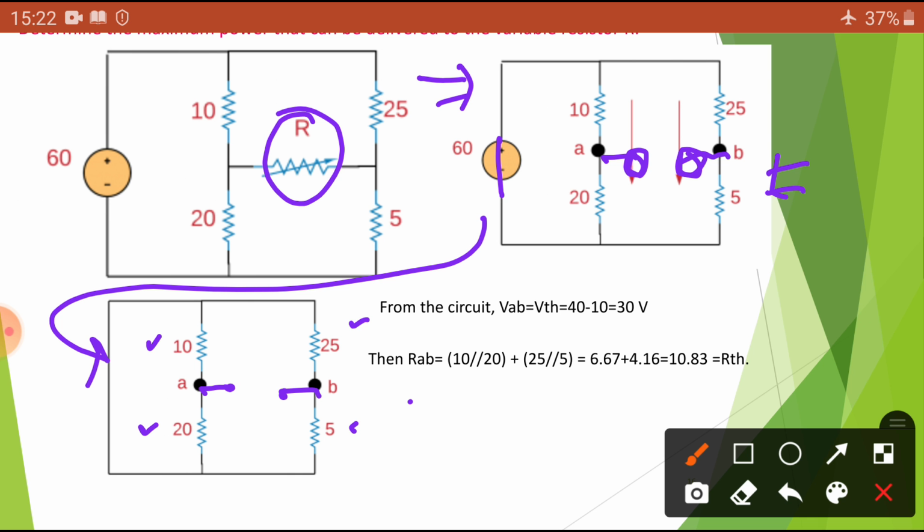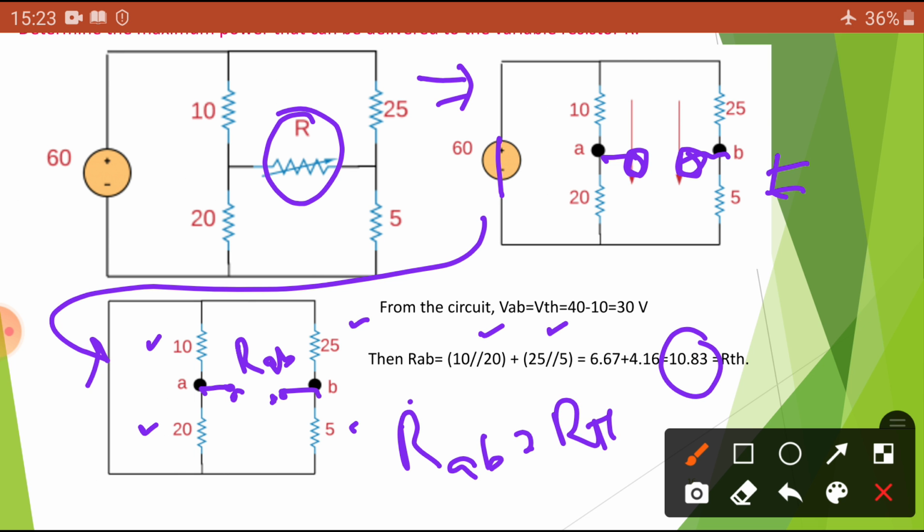Then I am going to calculate R_AB, which is simply 20 into 10 by 20 plus 10, that is one part. Next, 25 into 5 by 25 plus 5, plus that. By simplifying we are going to get 10.83. Okay, so that is the R_AB, or we can say R Thevenin's.